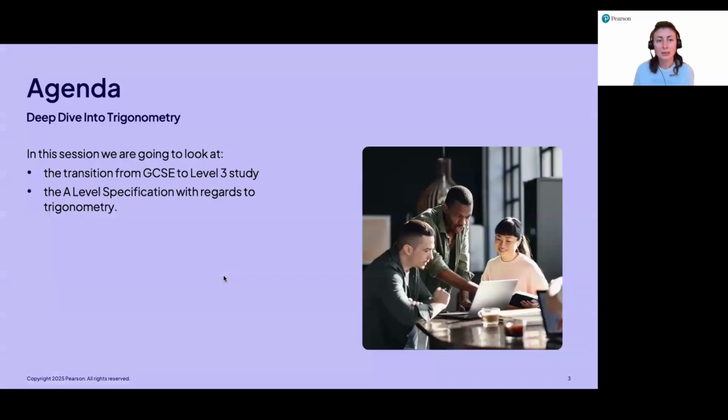So let me first show you the agenda. As you can see here, we'll mention very briefly the transition from GCSE, and I'm going to be highlighting the A-level spec for each part that we go through. So specifically, we're going to look at identities, graphs, and calculus. These were three things that came up in feedback to the previous deep dive in trigonometry that we did.